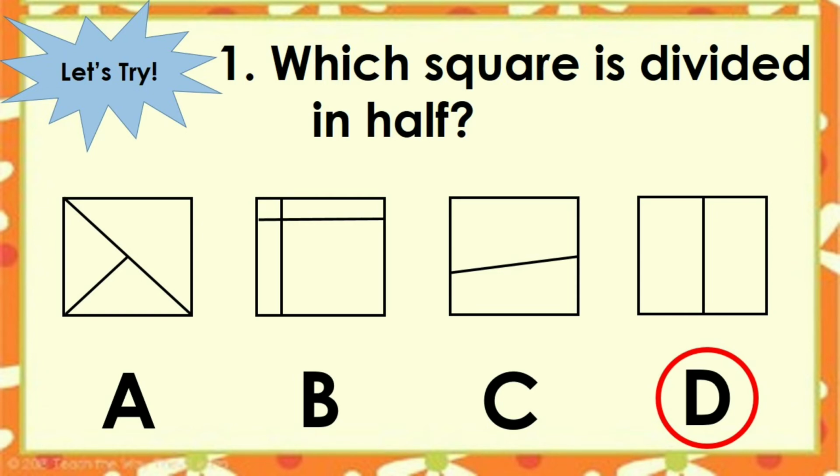Both square A and B are not divided into 2 parts. Square C is divided into 2 parts, but the parts are not equal. While square D has 2 parts that have the same exact size.